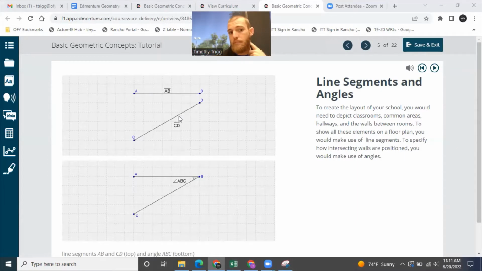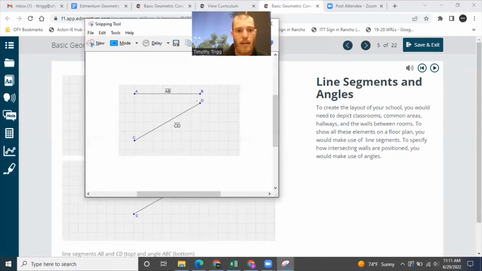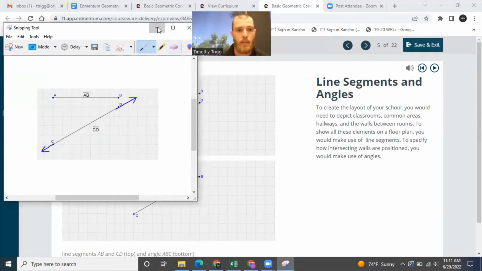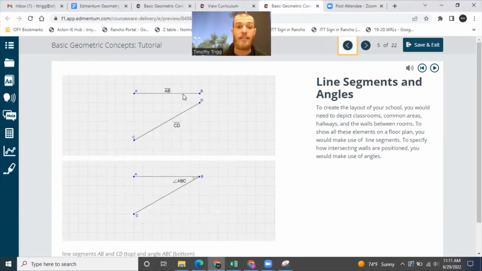So if you see, for example, these are both line segments, but if you were to see an arrowhead on each end like this, it means that it's a line. That means it goes on forever in both directions. But these ones don't have that. They have endpoints, right? So since it has 2 endpoints, these are actually not lines, they're line segments.